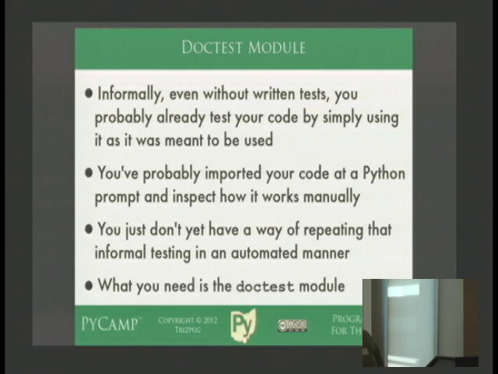You just don't have a way of repeating these tests that you do at the Python prompt in an automated manner. It'd be great if you could repeat this type of test, because every time you make a change in your code, you could run these tests again. If you have to do the manual testing all over again, that gets repetitive, especially if you're making a lot of changes to your code. That's called regression testing. That means I can run the same tests and they still pass even when I make changes to my code. You want to make sure the test cases continue to run. So what you need to do that is something called the doctest module.